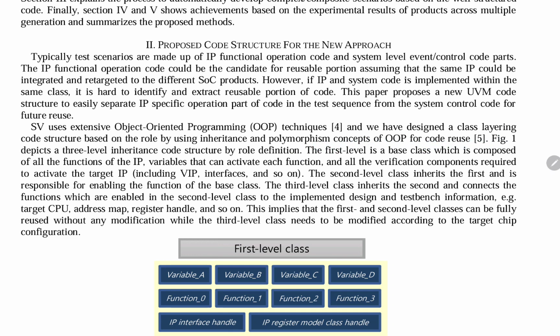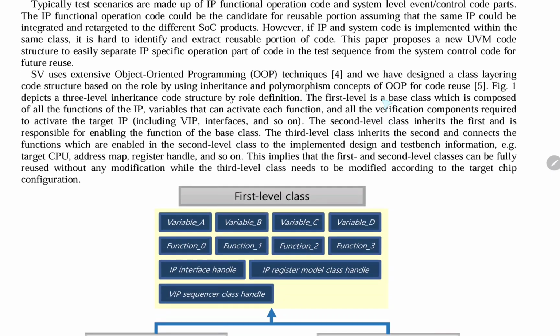Figure 1 depicts a three-level inheritance code structure by role definition. The first level is a base class which is composed of all functions of the IP and variables that can activate each function, and all the verification components required to activate the target IP, including VIP, interfaces, and so on. The second level class inherits the first and is responsible for enabling the function of the base class. The third level class inherits the second and connects the functions generated in the second level class to implement design and test bench information, for example, target CPU, address map and register handler, and so on.